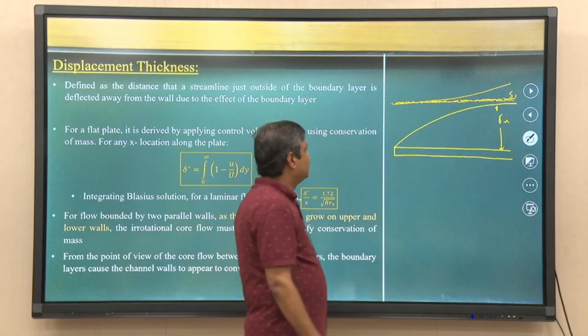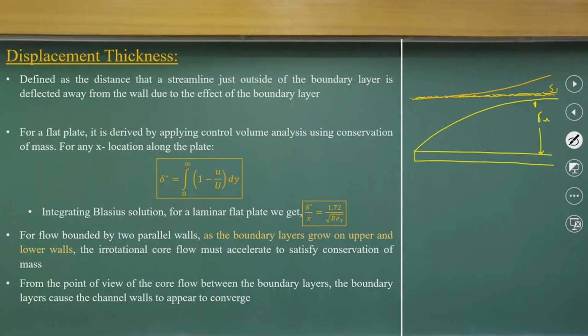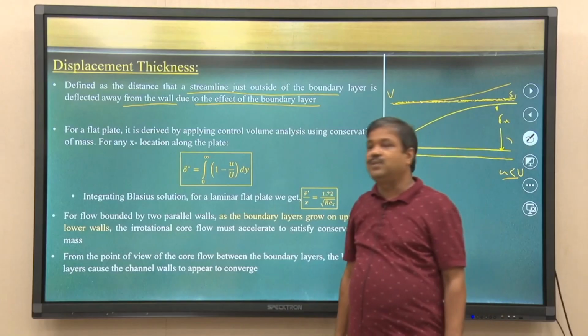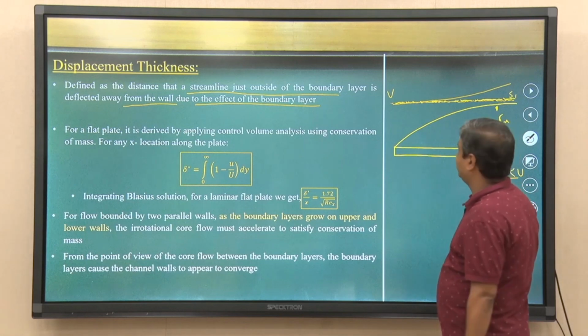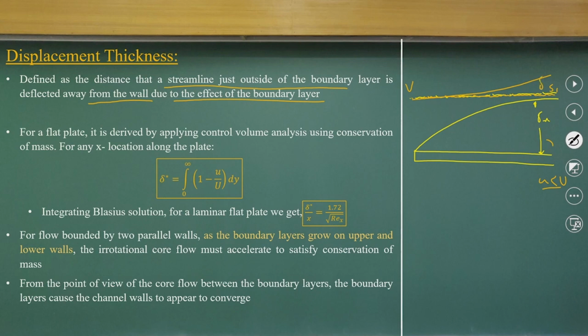You can understand that whatever mass flow is going through these two streamlines should pass through, because the velocity u at this point is lesser than the free stream velocity U. Considering that, the distance by which a streamline just outside of the boundary layer is deflected away from the wall due to the effect of the boundary layer is what I was explaining. How much the free stream just outside the boundary layer is deflected, that deflected part is known as displacement thickness.